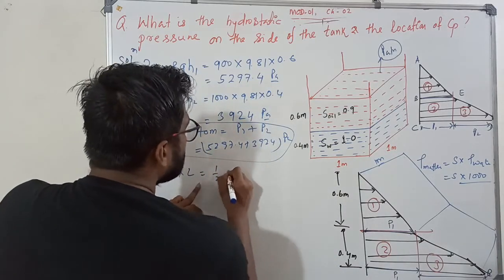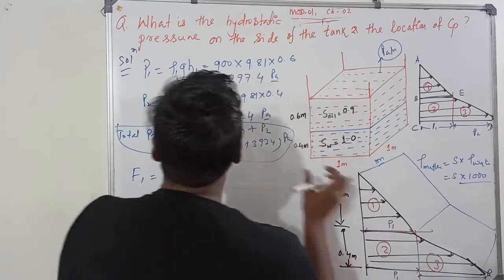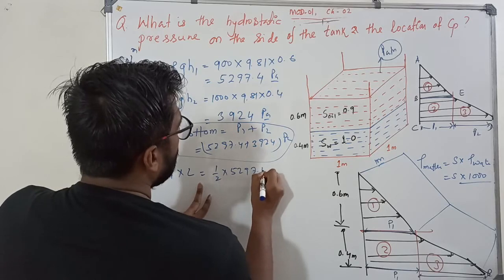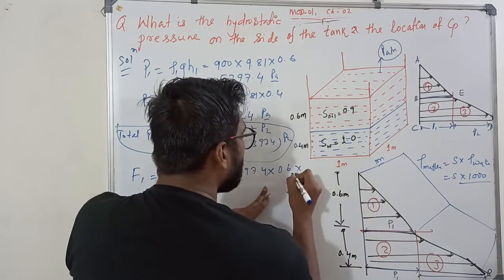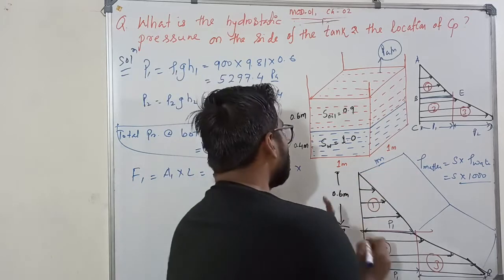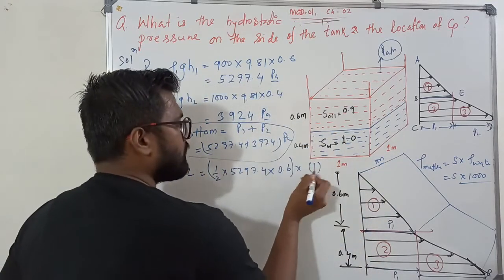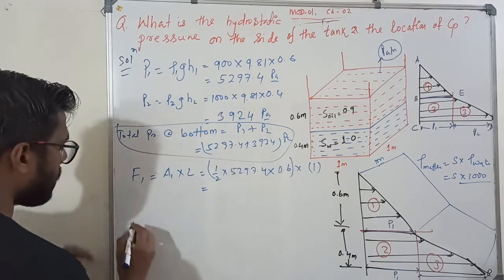Area, sir, is half base into height. What is the base? How much is this value? Sir, 5297. Very good. Into height, sir, the height is 0.6 meter. Multiply by the length. What is the length everywhere? 1 meter. That's our volume. This is the area, this is your length. Area into length is your volume. You calculate what your F1 is.